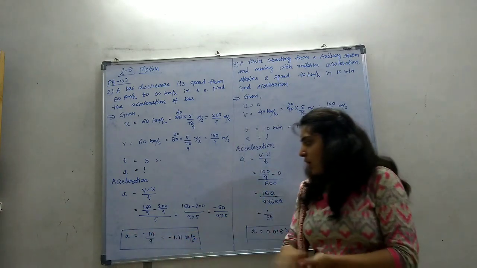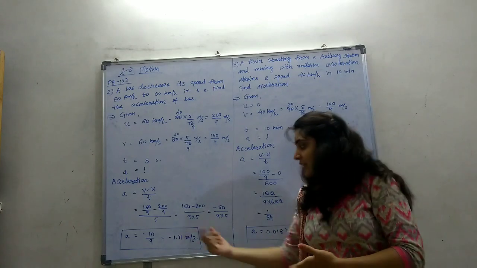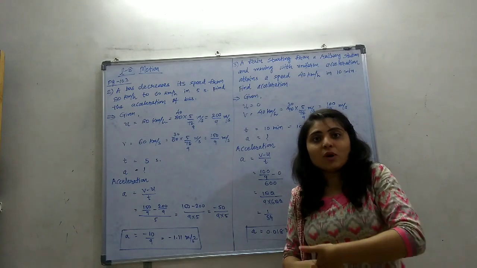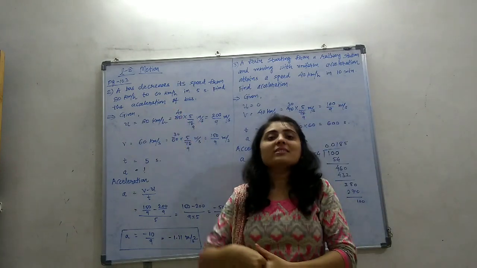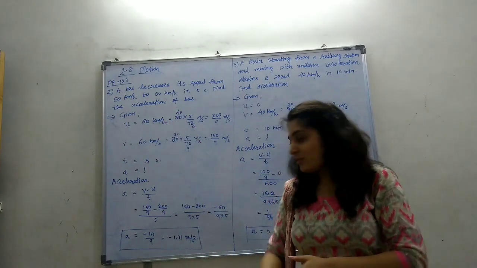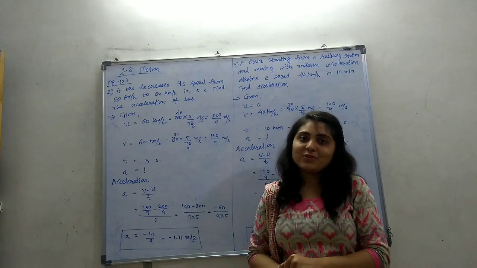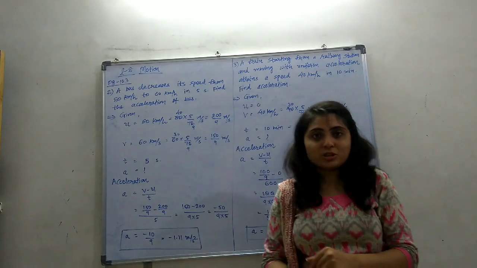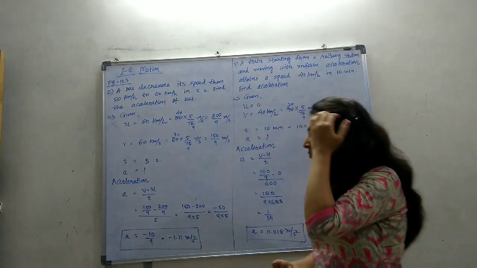So the acceleration is minus 1.11 meter per second square, and the negative value represents that the speed is decreasing. So yes, the bus speed is decreased. Okay, so that always gives the negative acceleration. So it is a retarded motion with negative acceleration.